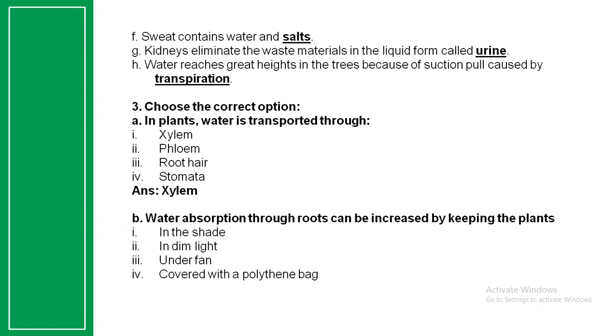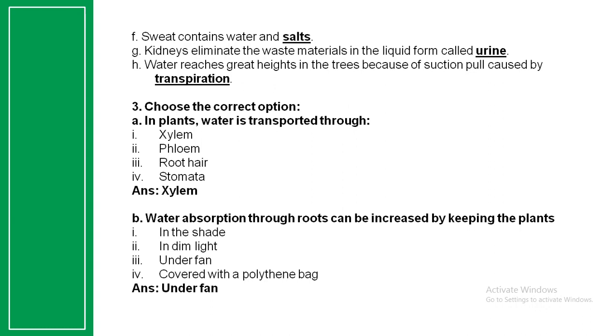Third one is under fan. So if you keep the plant under the fan, what will happen is that because of the wind speed, the evaporation rate increases, and the evaporation rate increases means transpiration increases, and if transpiration increases, the water absorption is definitely going to increase. Covered with a polythene bag कुछ result provide आपको नहीं करेगा. So the right answer is under the fan.